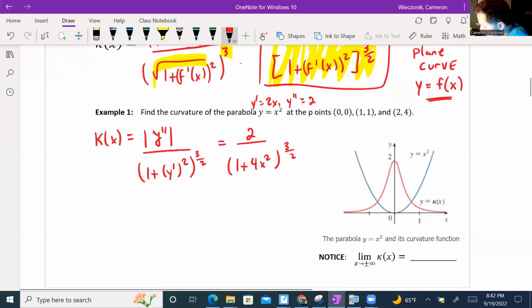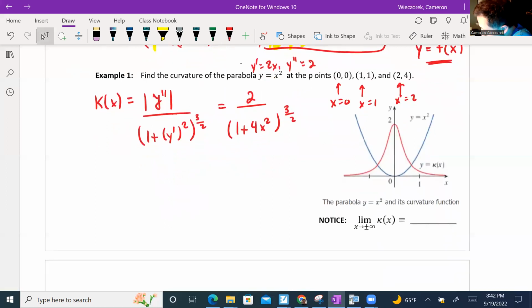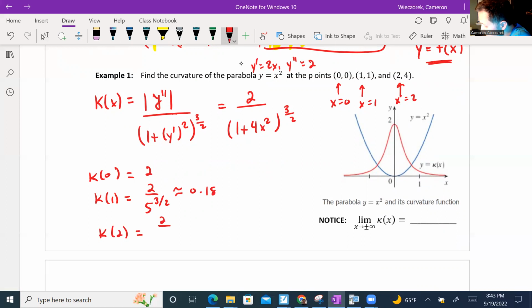And so all I'm going to do is plug in my values of x. x equals 0 at the vertex, x equals 1, and x equals 2, and see what happens to the curvature. So if I do kappa of 0, I'm going to get 2 over 1, so I'm going to get 2. If I do kappa of 1, I'm going to plug 1 in. I get 2 over 5 to the 3/2. You put that into your calculator, that's about 0.18. And if you do kappa of 2, you get 2 over, let's see, we put 2 into this. 2 squared is 4 times 4 is 16, so 17 to the power of 3/2.